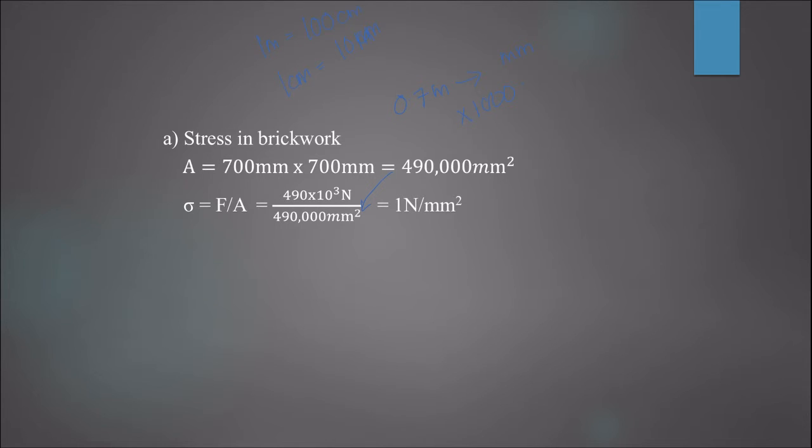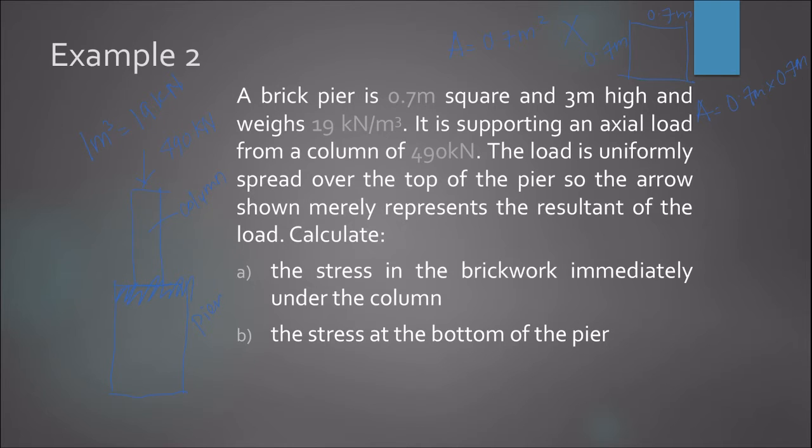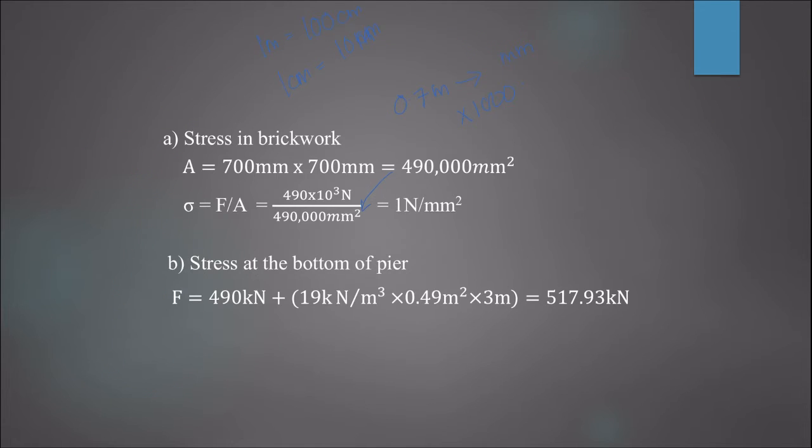As simple as that. For the next question that being asked is the stress at the bottom of the pier. When the question asks you to find the stress at the bottom of the pier, it means that you need to include the weight of the pier. As I said before, because total stress daripada atas, daripada kolom adalah 490 kilonewton. And another thing that you kena campurkan, sebab ni adalah total stress, adalah berat pier tu sendiri. So the self weight of the pier.